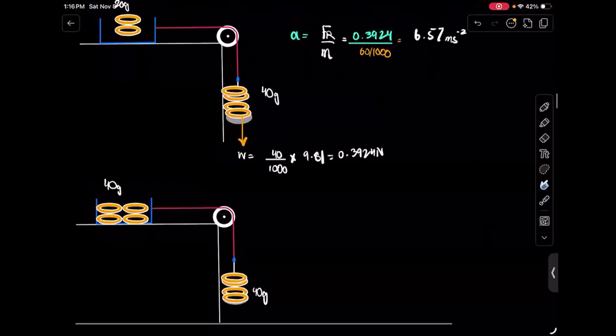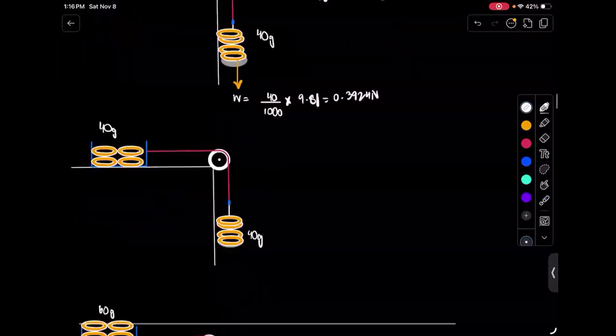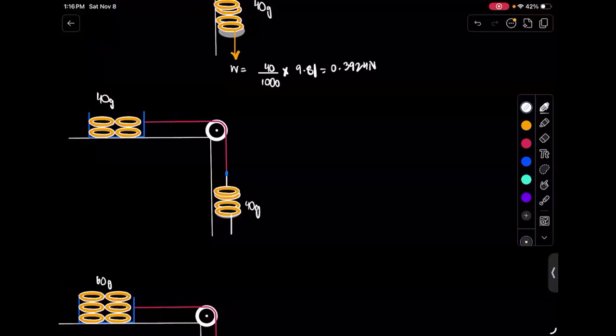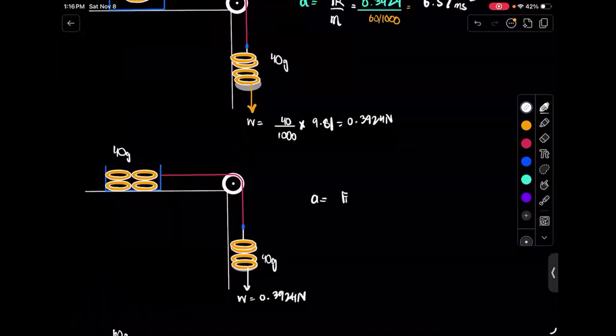Then you add more mass. Now, I'm going to keep the driving force the same. Okay. I kept the driving force the same. So that means the weight is still the same. The hanging weight is still the same. It is equal to 0.3924 Newton. Okay. But now I have increased the total mass of the system. Acceleration is what? Fr over m. Resultant force is the same. I'm keeping it the same. 0.3924. And what is the mass now? It's actually 40 plus 40 divided by 1000. Right?